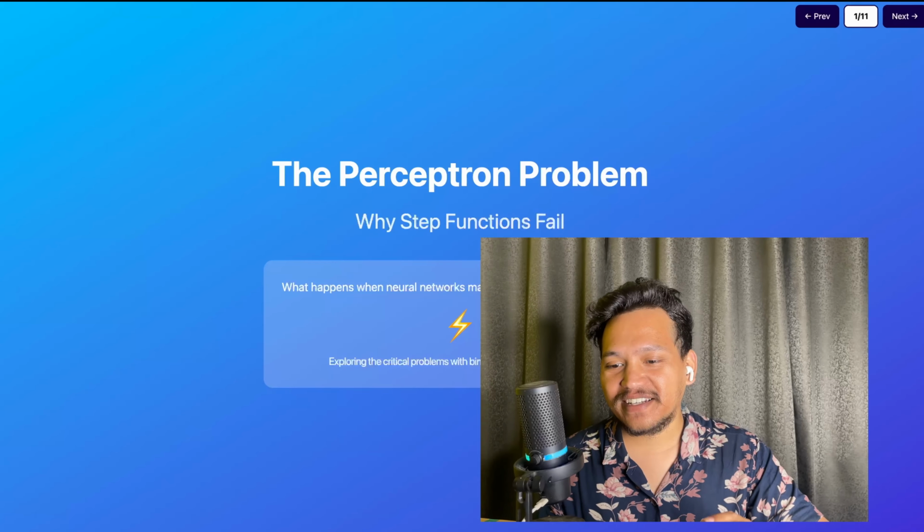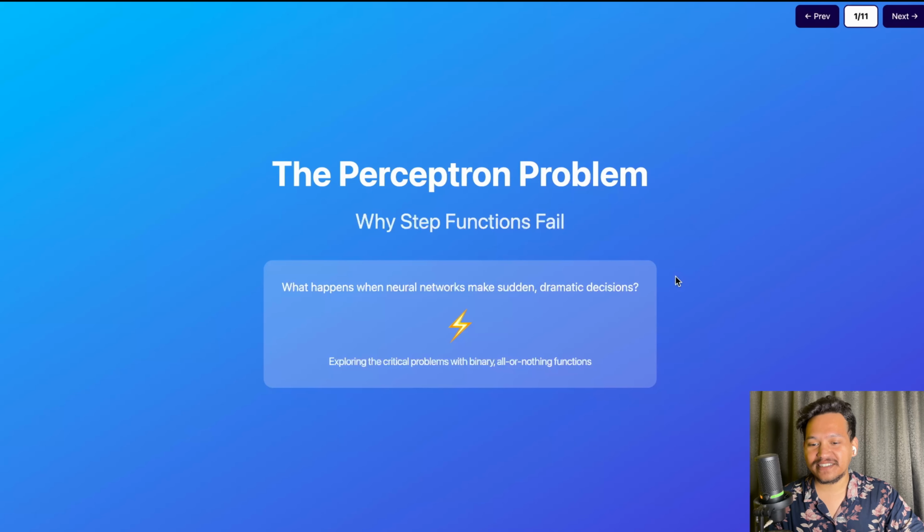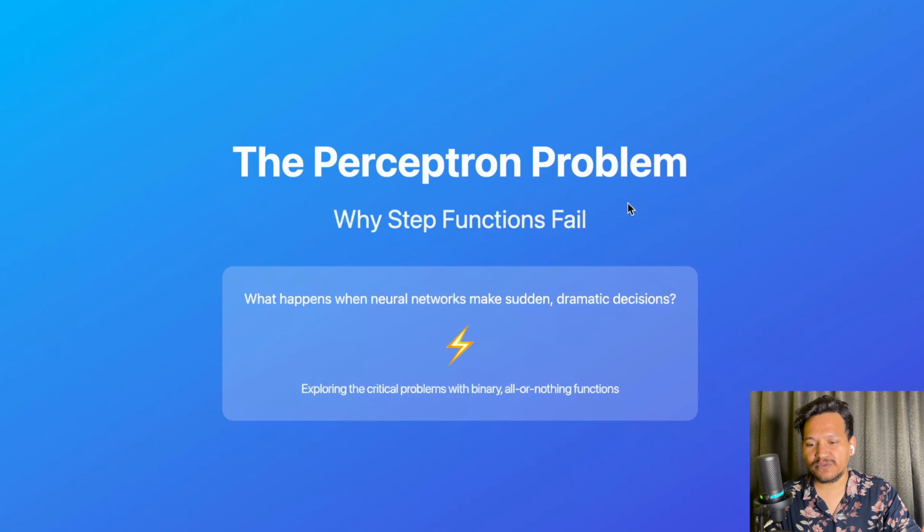Welcome back. We have learned that neural networks are built from functions and our single neuron uses linear functions. But there's a critical problem we need to address. What if instead of smooth, continuous outputs, our neuron made sudden dramatic decisions? What if it was either completely on or completely off with no middle ground?